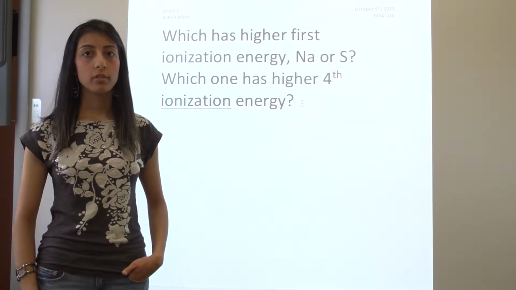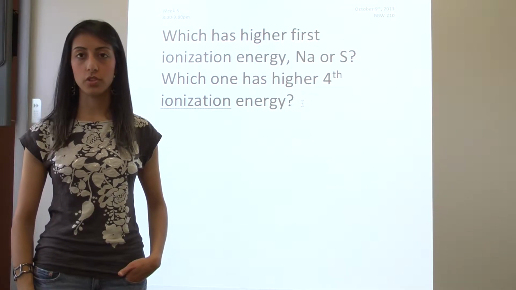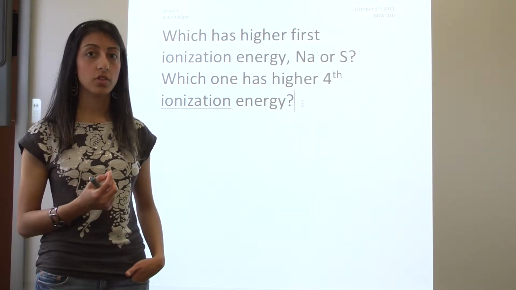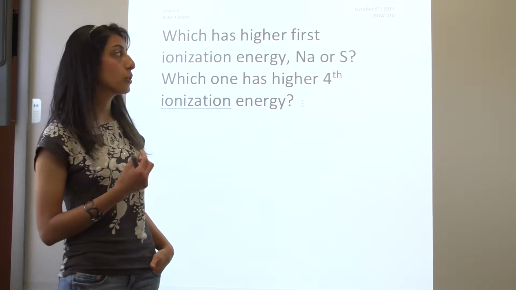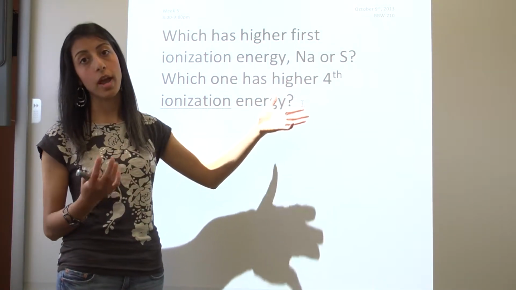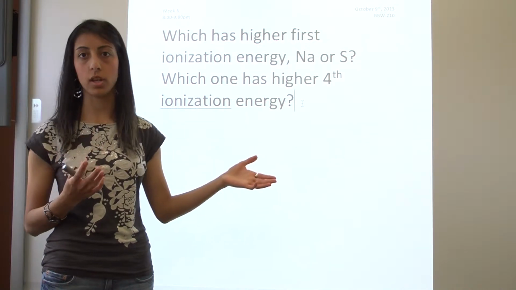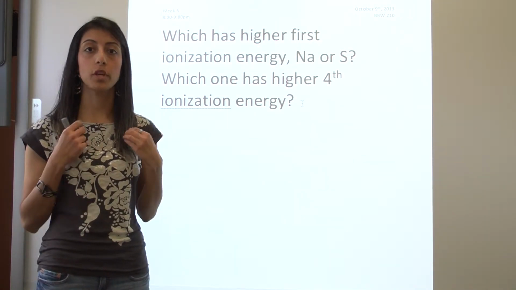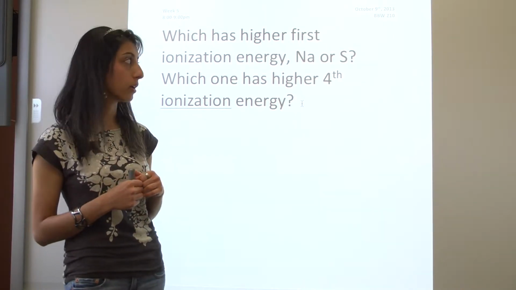So let's start by defining what ionization energy means. It is the energy required to remove an electron from the valence shell of an atom. So whatever atom has higher ionization energy, it means that it is harder to remove that electron. You have to put in more energy to take that electron away.